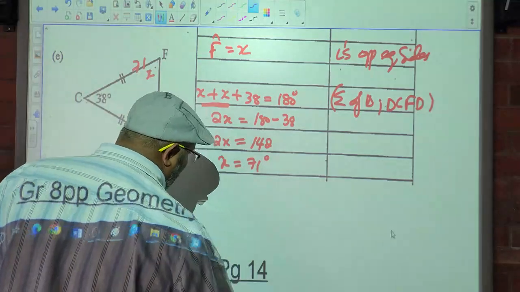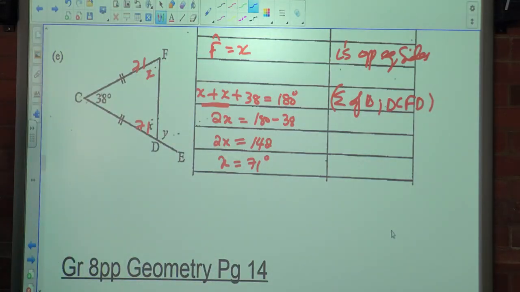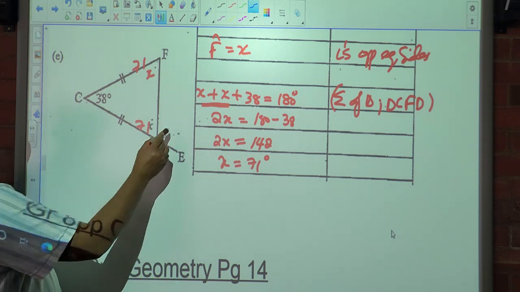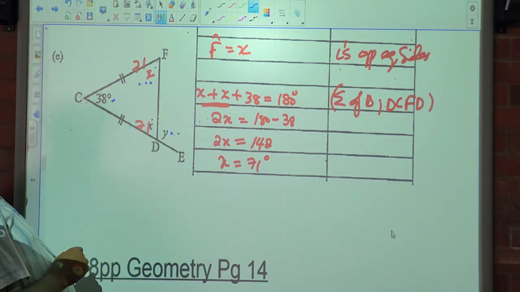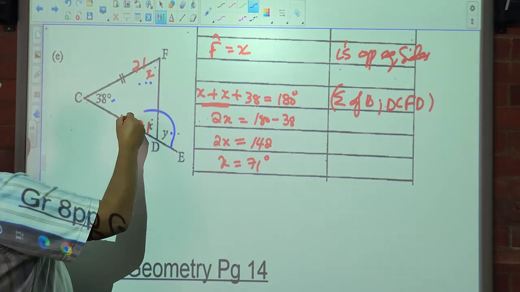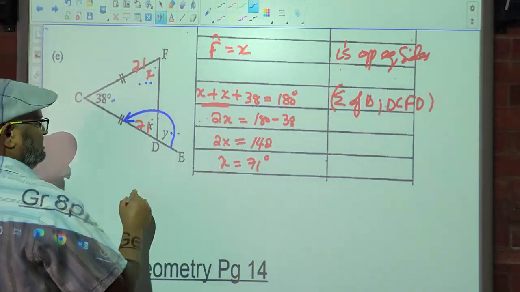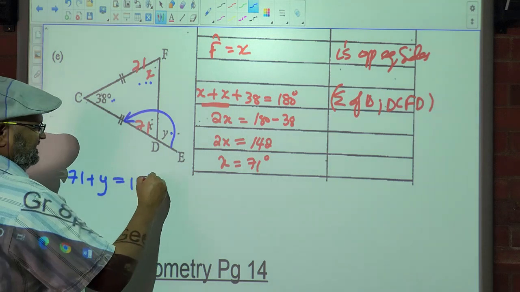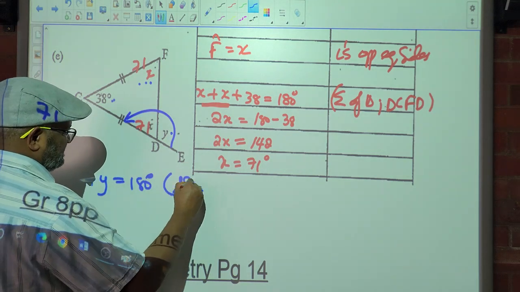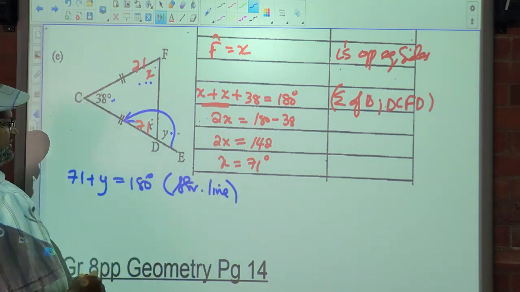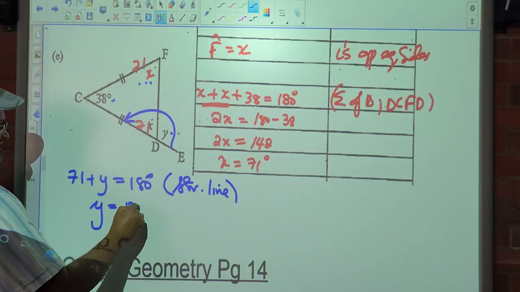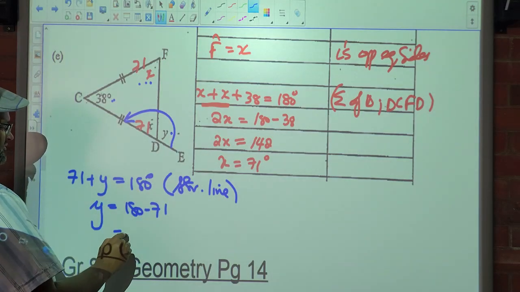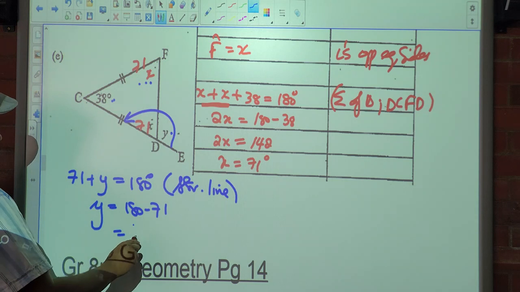How do you calculate Y? Angles on a straight line, or exterior angle equal to the sum of the two interior opposite angles. The first, straight line, looks easier. So it's going to be 71 plus Y equals 180, angles on a straight line. So Y is equal to 180 minus 71, which is 109.